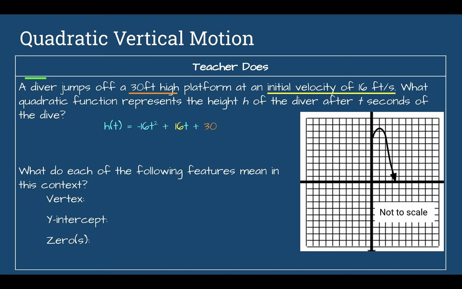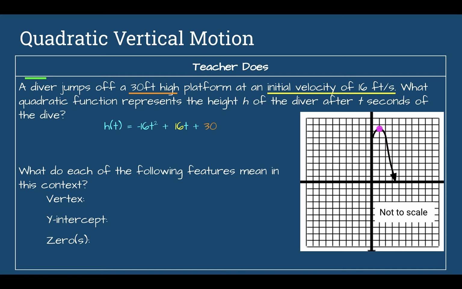Now that we know our function, let's graph it and figure out what each of the features mean in context. You can use Desmos and graph to find the features a little easier. Here I'm going to use my drawing that's not to scale to show where each thing would be while using the real values. So what would the vertex mean in context?